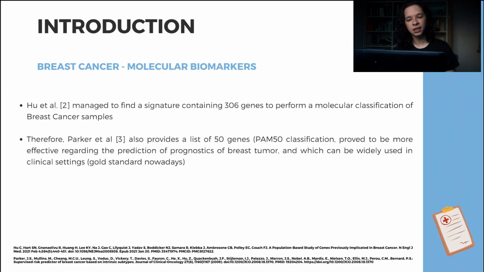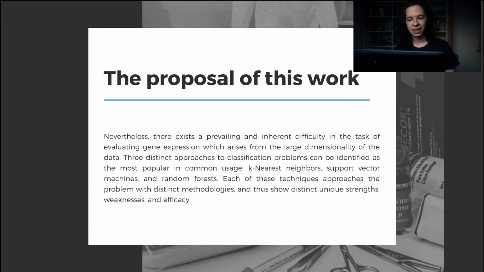However, there has been a surge of interest in the use of gene classifiers to perform this task. He et al. managed to find a signature containing 206 genes which could be effectively used to perform molecular classification of breast cancer samples, and Parker et al. managed to lower this bound by finding a set of 50 genes called PAM50, which is the new gold standard in clinical settings. Nevertheless, there is an inherent difficulty in performing gene classification with machine learning methods due to the large dimensionality of the data.